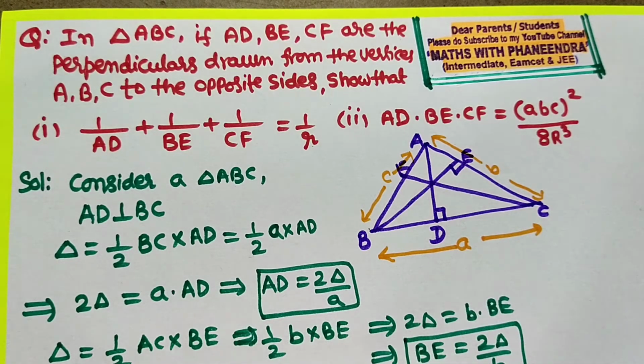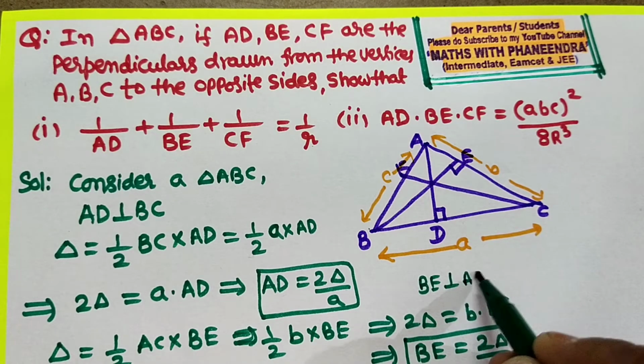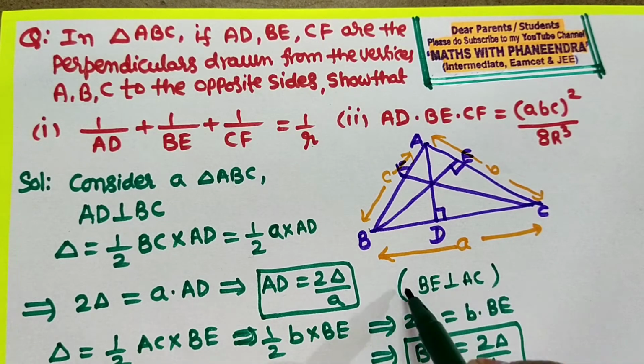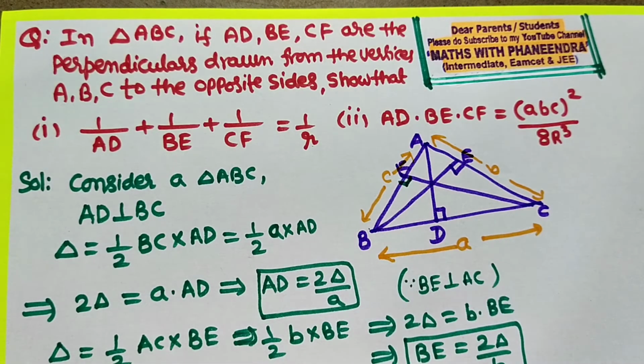Since here BE is perpendicular to AC. Similarly, CF is perpendicular to AB. Therefore, the area of the triangle is half into base, here AB into CF. That is equal to half into AB, which is small c, into CF.